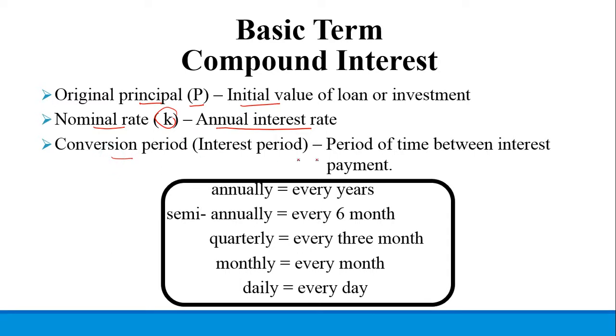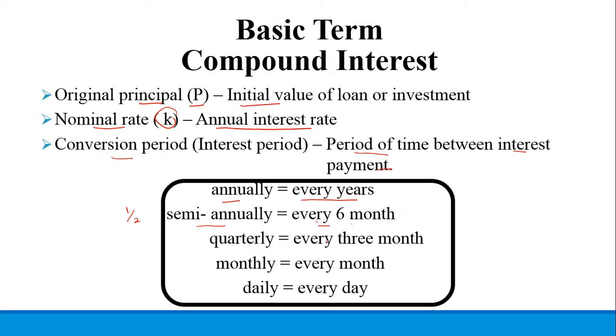Conversion period is the period of time between interest payments. If it is annually, it means every 1 year. If it is semi-annually, the period is half a year: 1 divided by 2, so every 6 months, or 0.5 years, they will pay the interest.